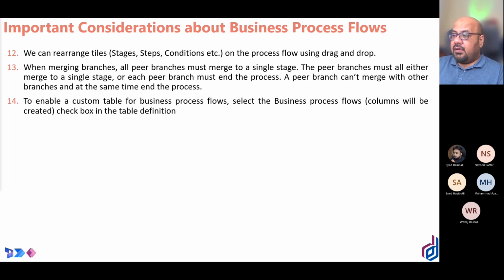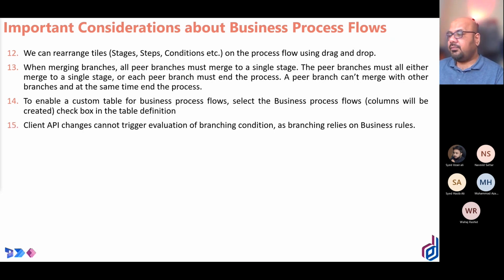This is what I just recently covered: to enable the business process flow on a custom or even a system table, you just need to select the checkbox where you select the business process flow, under the table definition. And one important point is related to automation. Client API changes can't trigger evaluation of a branching condition, as branching relies on the business rule. So you can't apply client scripting directly to the branching. It should come at the business rule level.